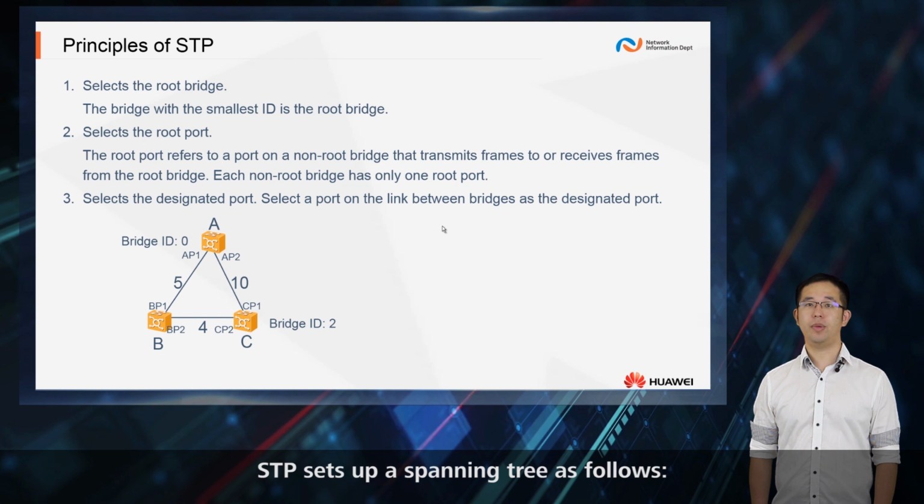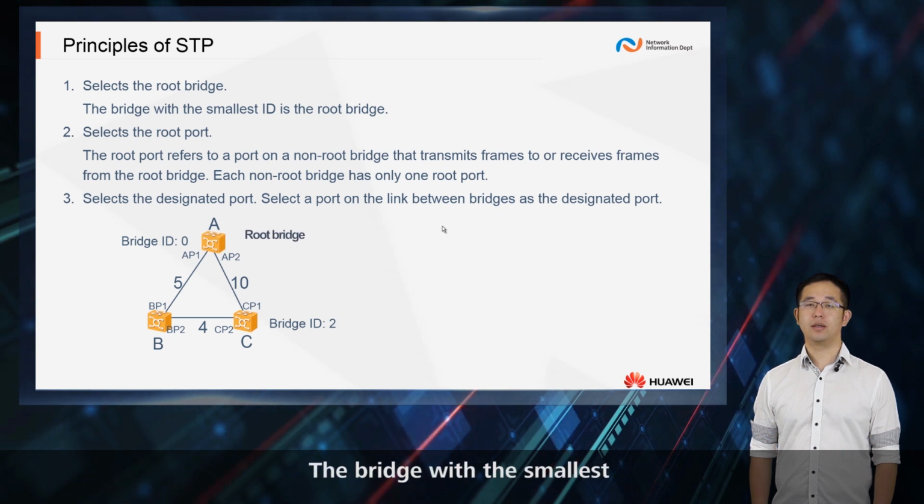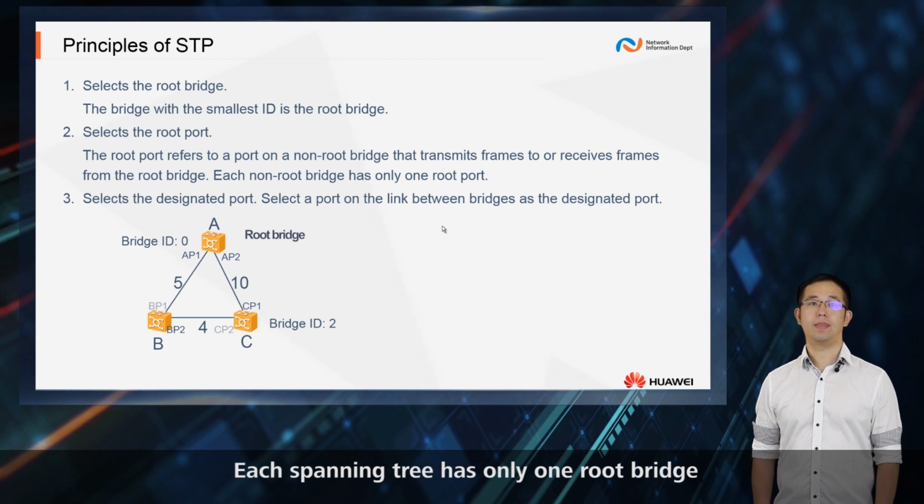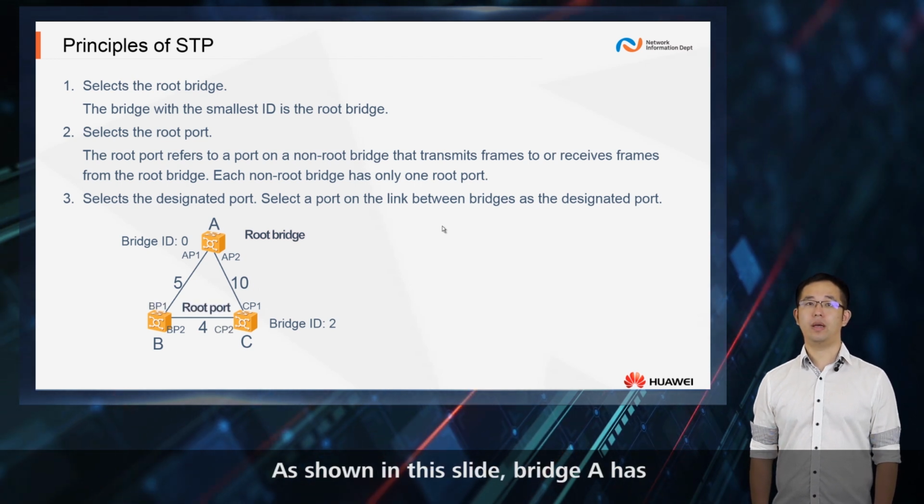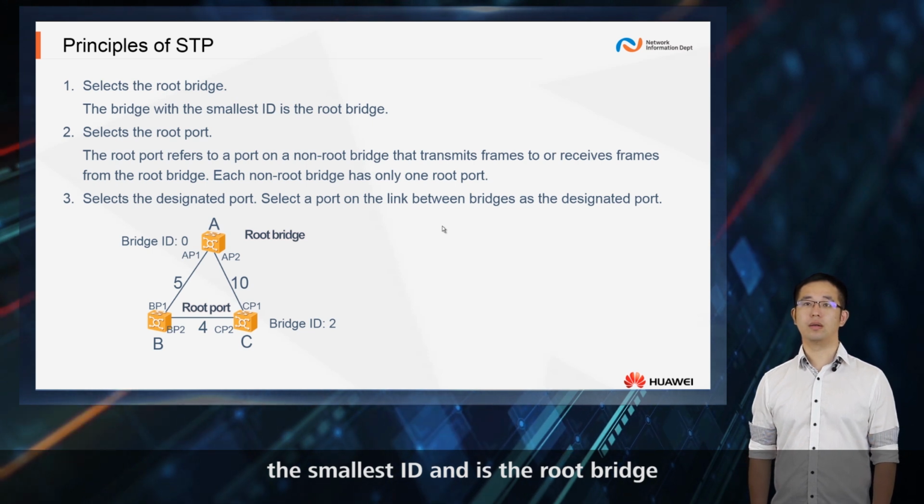STP sets up a spanning tree as follows. 1. Selects the root bridge. The bridge with the smallest bridge ID is the root bridge. Each spanning tree has only one root bridge. As shown in this slide, bridge A has the smallest ID and is the root bridge.